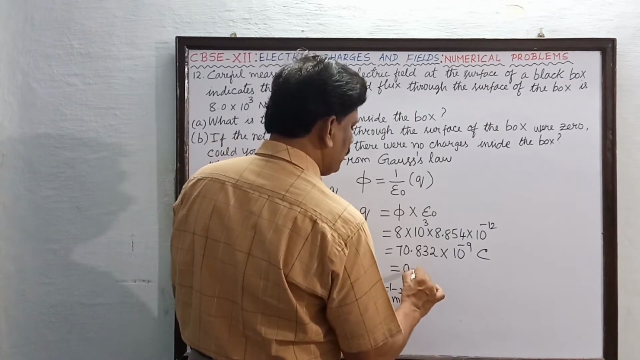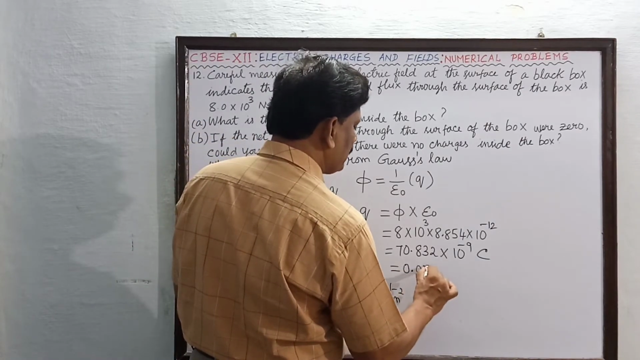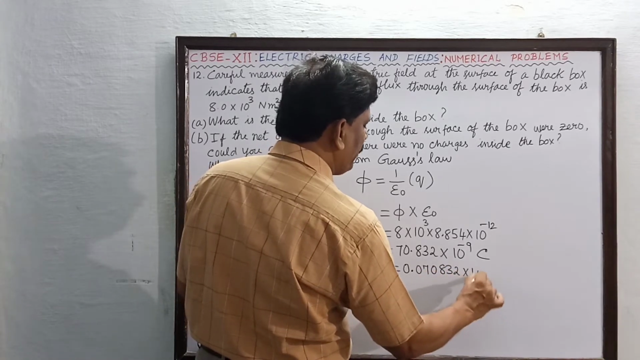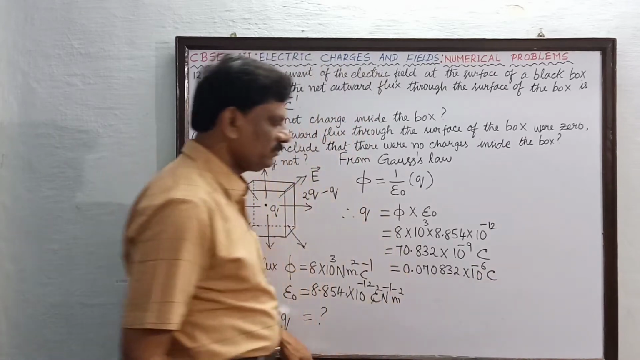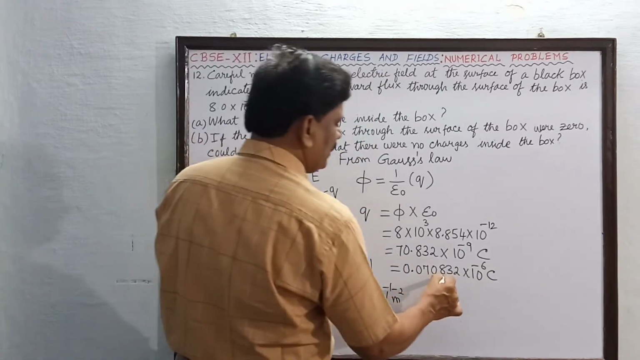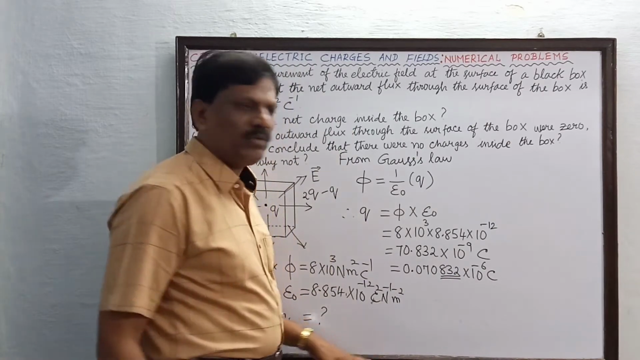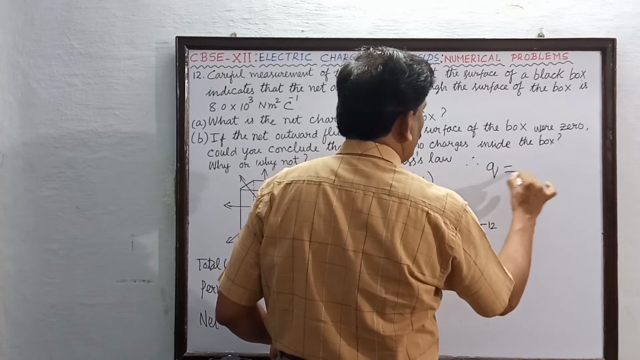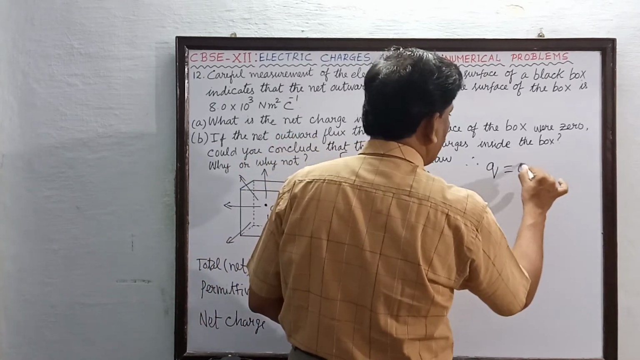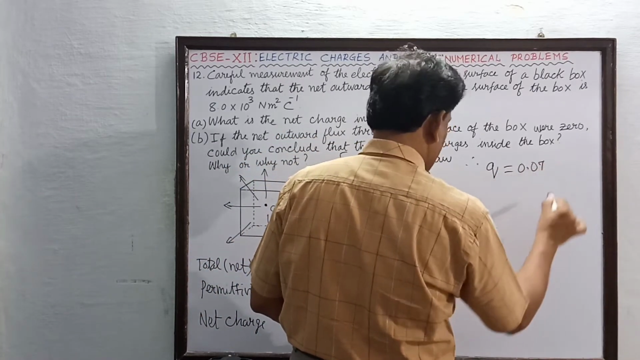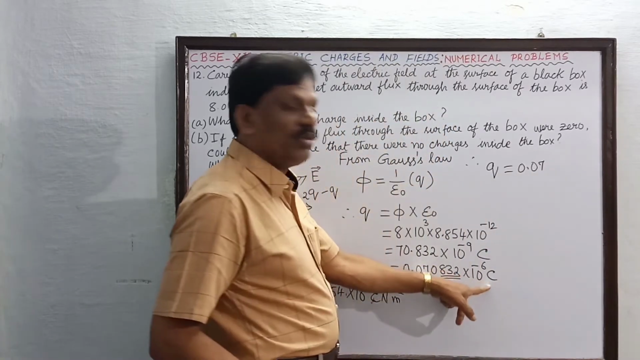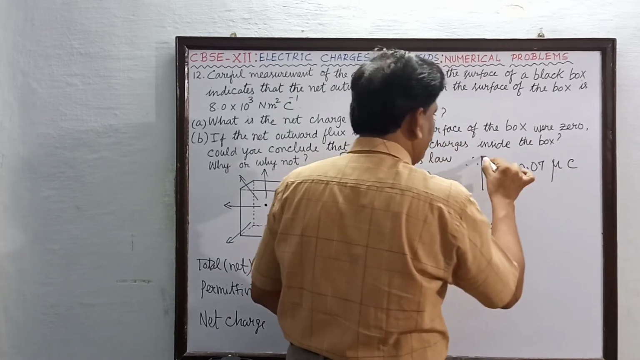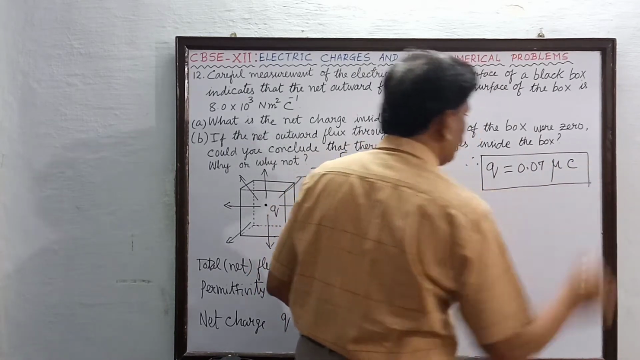So this is also written as 0.070832 into 10 power minus 6 Coulomb. So the last 3 digits I am going to eliminate. I am going to round it off. Therefore the net charge Q is equal to 0.07 into 10 power minus 6 Coulomb, which is also equal to what? Micro Coulomb. So this is the answer for the first part of this problem.